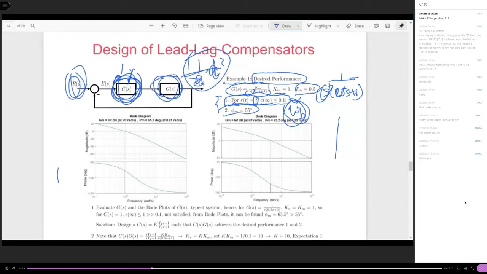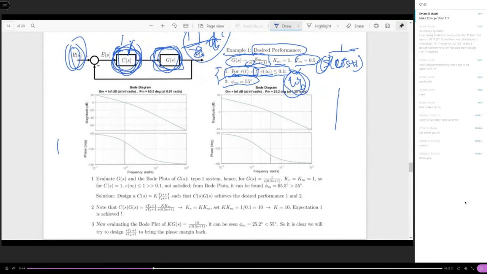Well, practically, definitely this can be done, right? Let's say if you have a motor, you can evaluate it. If you have a machine, you can evaluate it, right? So you evaluate the plant itself to see how it goes. This is the evaluation in the Bode plot. This is the G of S Bode plot.